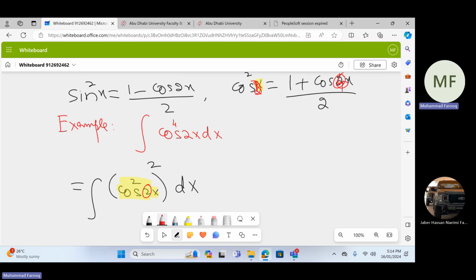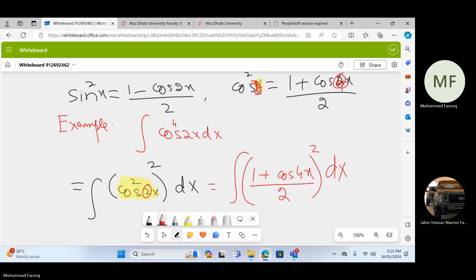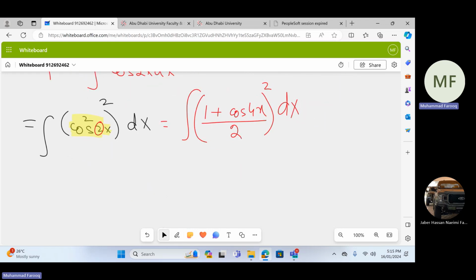Good. So when you use the identity here, it becomes 1 plus cosine 4x divided by 2. No other change, only here. And don't forget, it has a square. It is an integration and it is dx. Do you understand? Good. Now let's simplify before we go to integration.